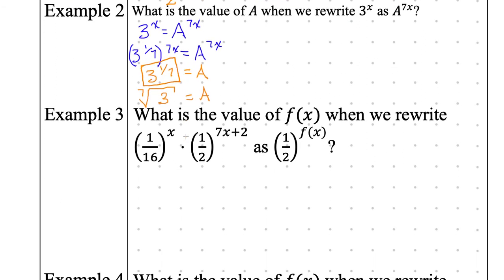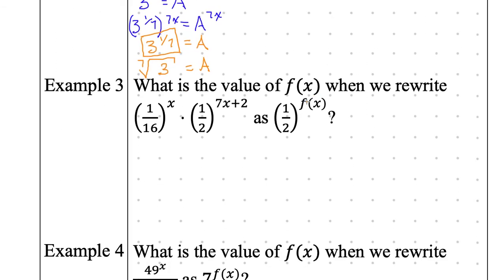Let's do example number 3. So, what is the value of f of x? What is this thing right here when we rewrite these two terms being multiplied to each other equal to this right-hand side? So I'm going to kind of replace f of x. I'm going to say that's our question. What is that thing? I'm going to call that a question mark. I think it's a little bit easier to understand that way.